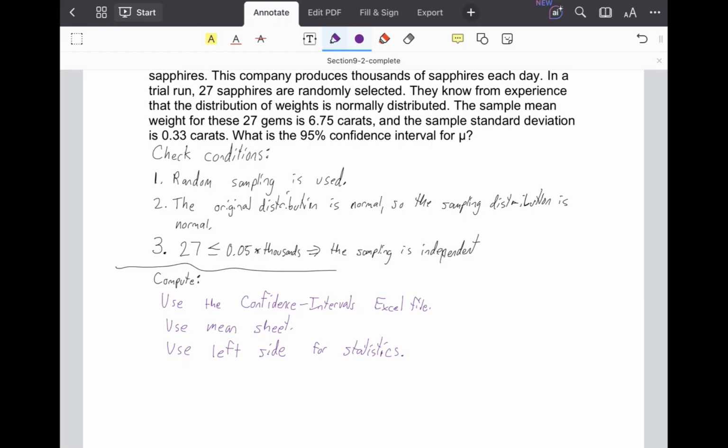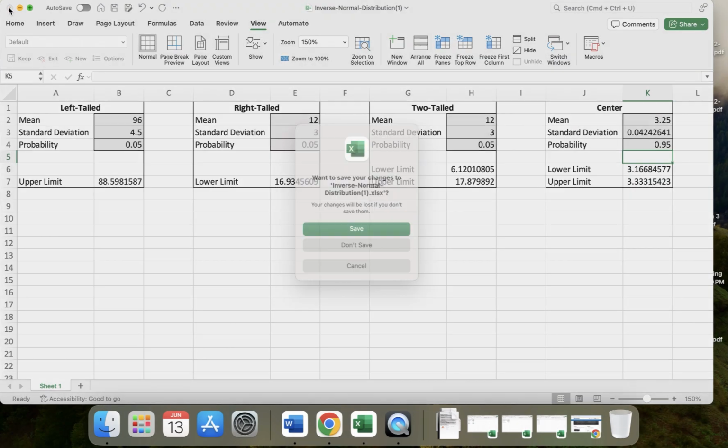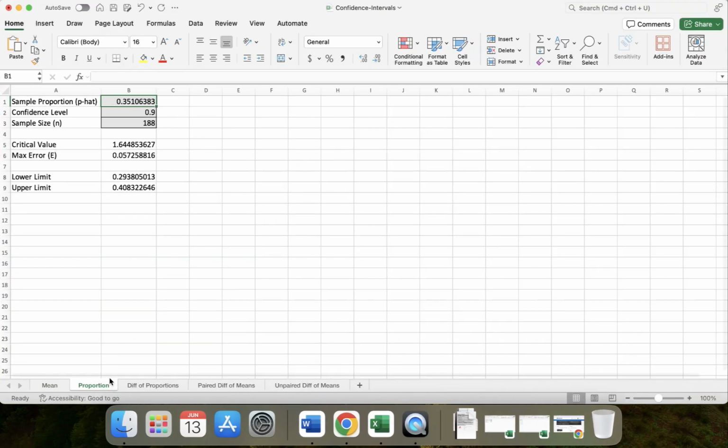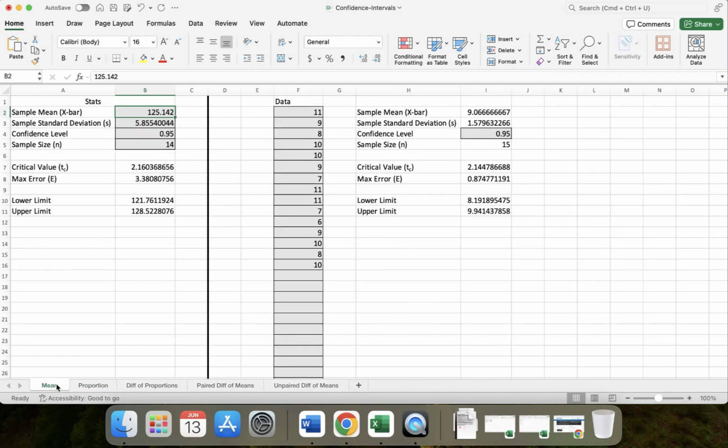There's kind of two different situations. I'll show you the other situation in the next example. But let me show you what this Excel file looks like. Make sure at the bottom, changing the sheet to mean, super important. And here are the two sides that I'm talking about. When you have statistics you want to do the left side. If you're given the data, you would use the right side. So we're using this side here. We need to fill in these 4 different things.